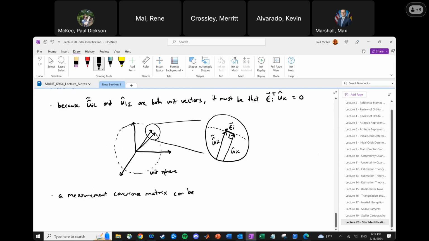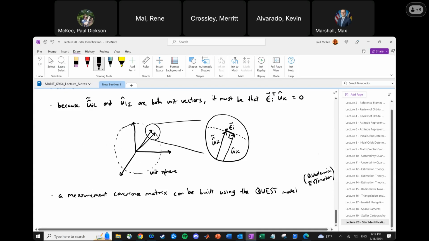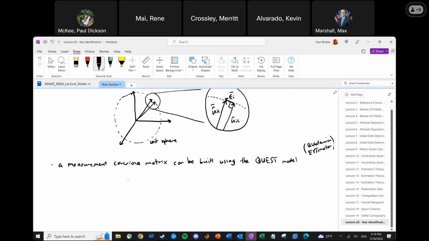can be built using the Quest model. So you can go read about the Quest model. It stands for Quaternion Estimator. Okay, so what exactly do we mean by this Quest model? So UIC, the noisy measurement, is a rotation, or in this case, a passive rotation, times UII plus epsilon. And you could just think of this as UIC with noise is UIC without noise plus epsilon.